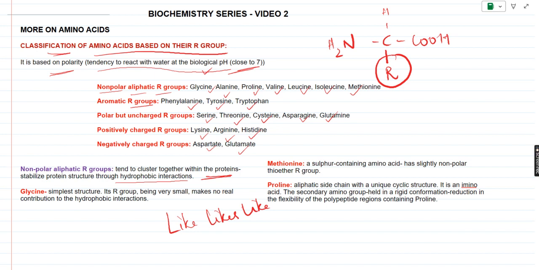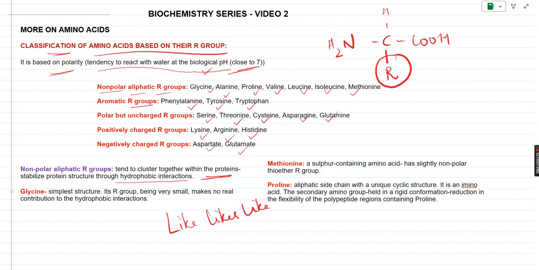So if you apply this concept, we know that if you suspend a protein in a polar solvent, all the hydrophobic amino acids or the non-polar aliphatic R groups containing amino acids will tend to cluster within the protein because they want to be away from the polar environment.